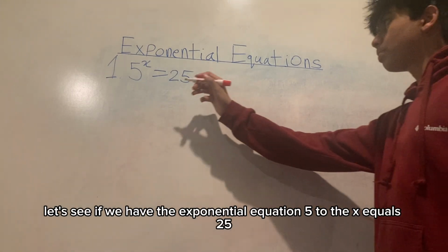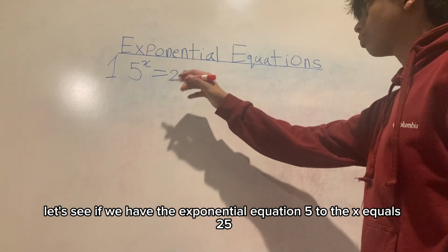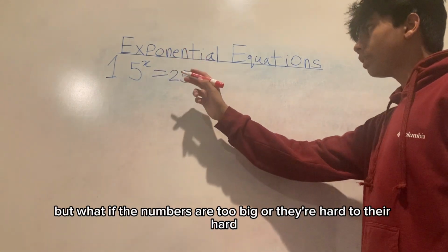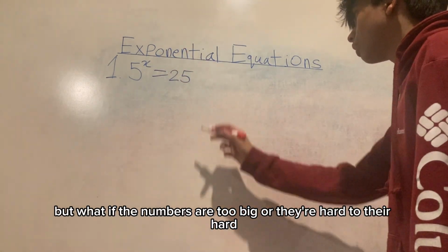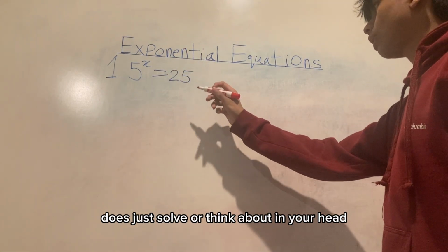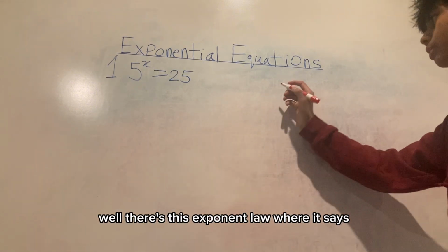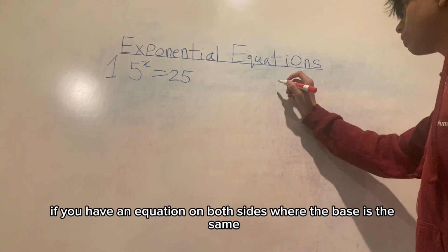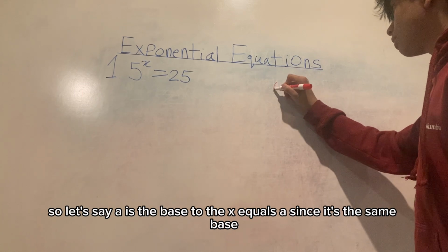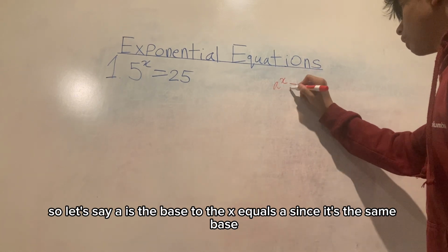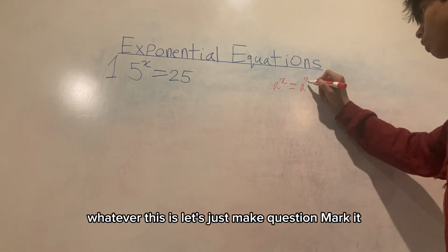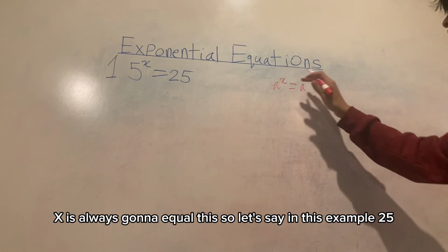Alright, let's say we have the exponential equation 5 to the x equals 25. Obviously, you can just tell that x equals 2. But what if the numbers are too big or hard to solve or think about in your head? Well, there's this exponent law which says if you have an equation where the base is the same on both sides, so let's say a is the base, a to the x equals a to the question mark, since it's the same base, x is always going to equal this.